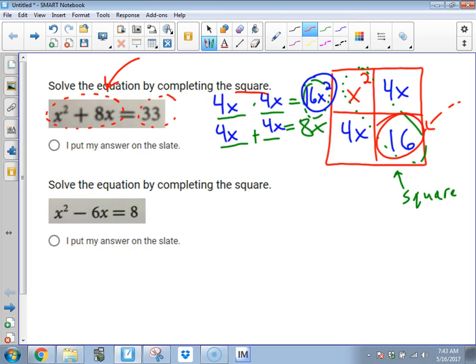Before I do that, I'm going to take a look at this 16. The 16 isn't a part of the problem on the left side, is it? So what I do is add 16 to both sides. I'm going to add 16 to the left side and then add 16 to the 33. So that changes things to x squared plus 8x plus 16 equals now 33 plus 16, that's 49.